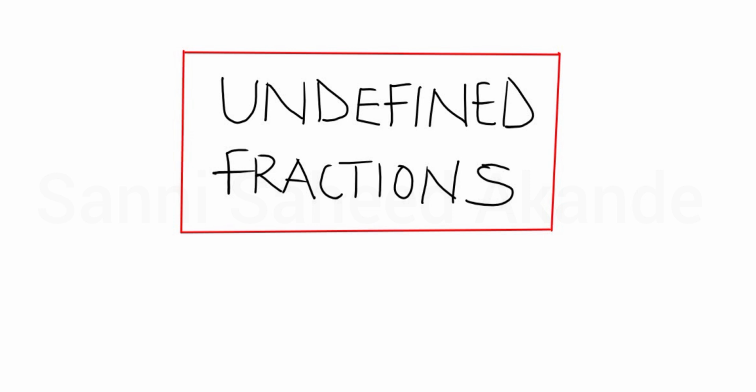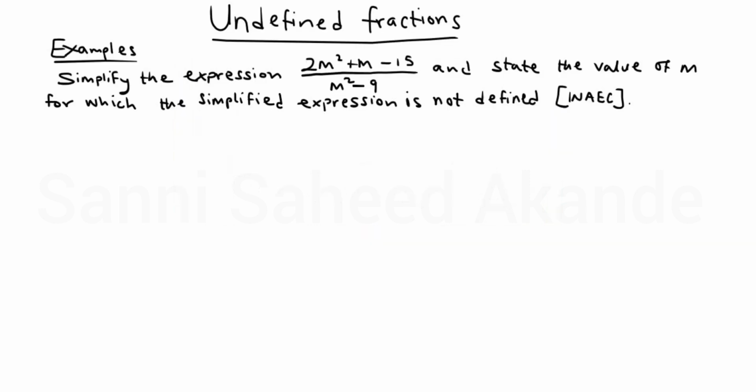Okay, so let's take this first example. The question says simplify the expression 2m squared plus m minus 15 divided by m squared minus 9 and state the value of m for which the simplified expression is not defined. So this is a WAEC question. We are going to solve it very quickly.